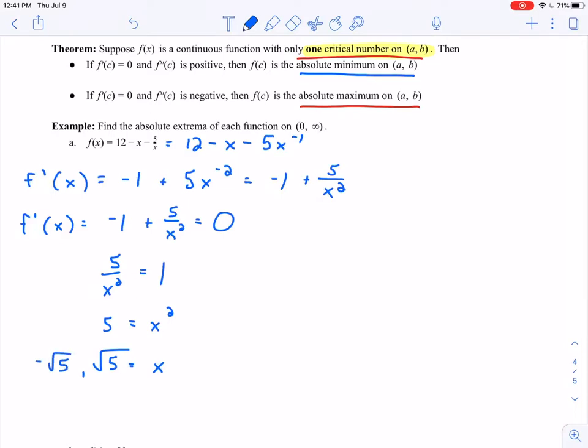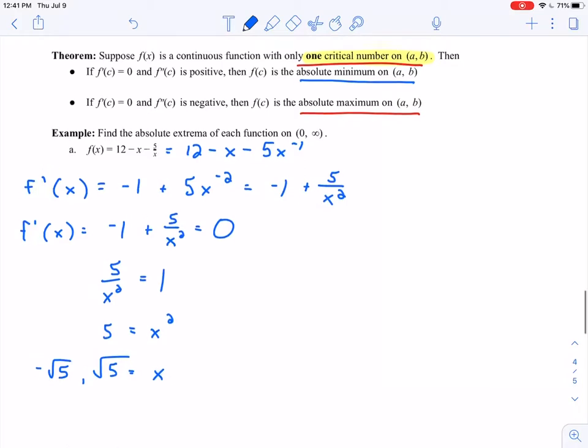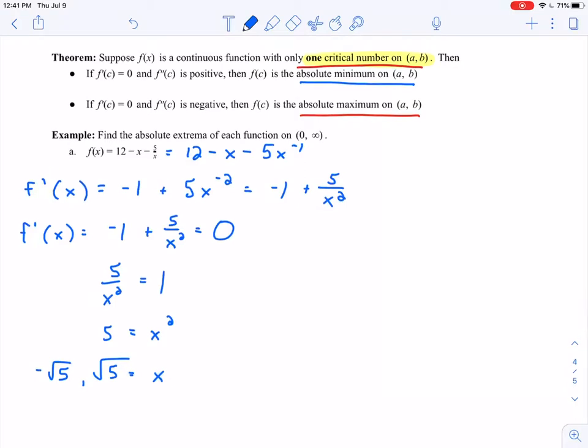Which seems bad, because our whole theorem here relied on the fact that we had exactly one critical number, and if we have more than one critical number, then all bets are off. But remember the interval that we're working on. We're working on 0 to infinity here.